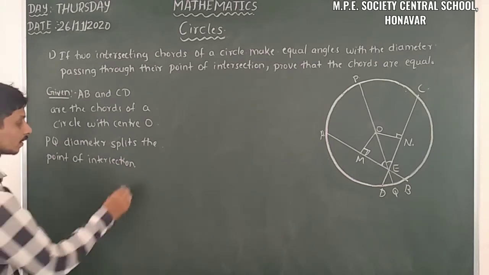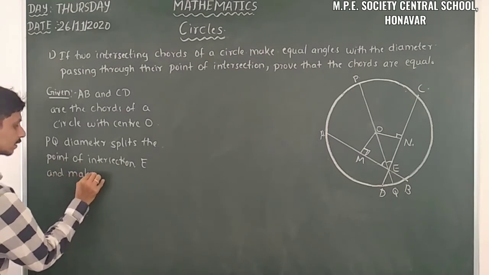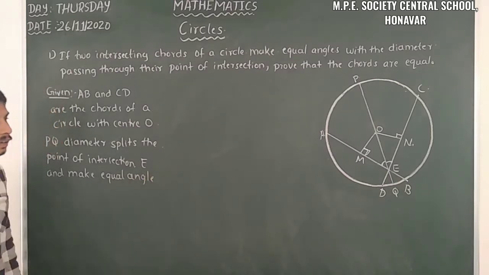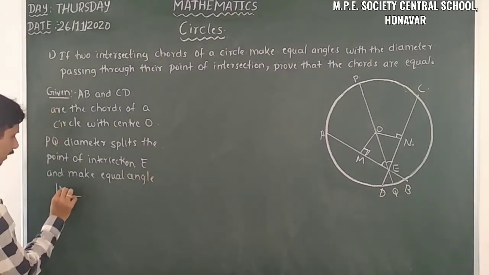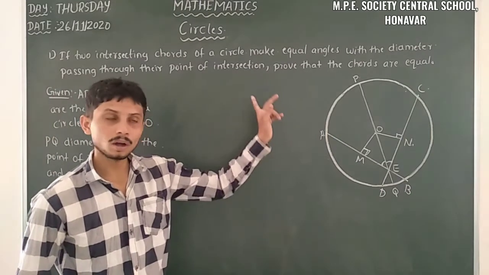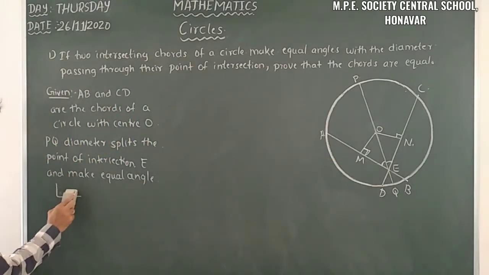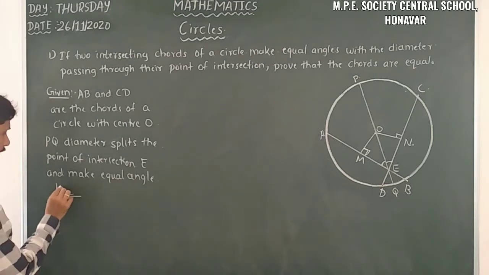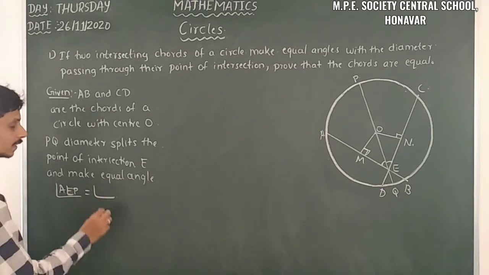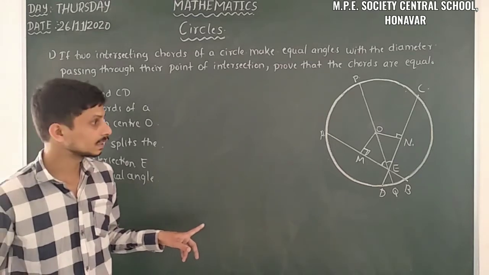Point of intersection E, and make equal angles. That is angle MEO, or we can take AEP and PEC. Angle AEP is equal to angle PEC, or CEP. Yes, angle AEP is equal to angle CEP.